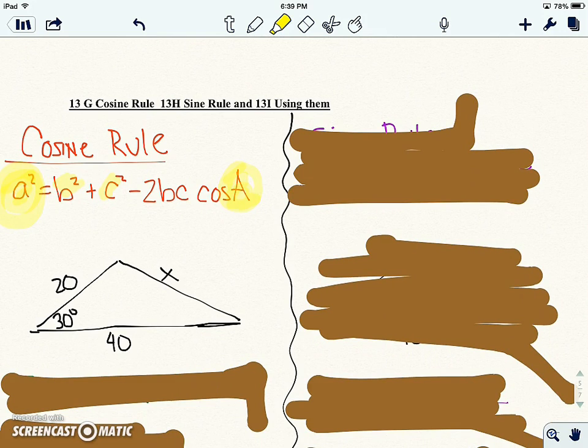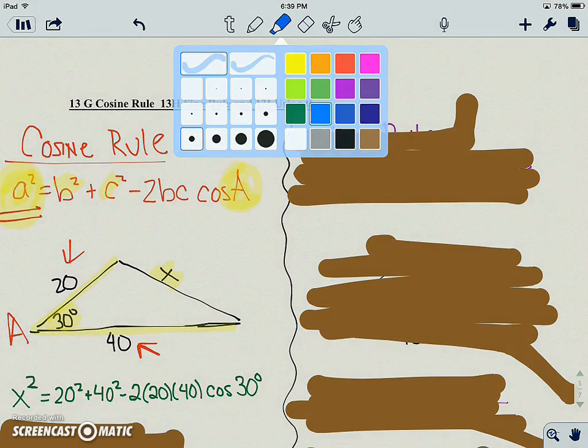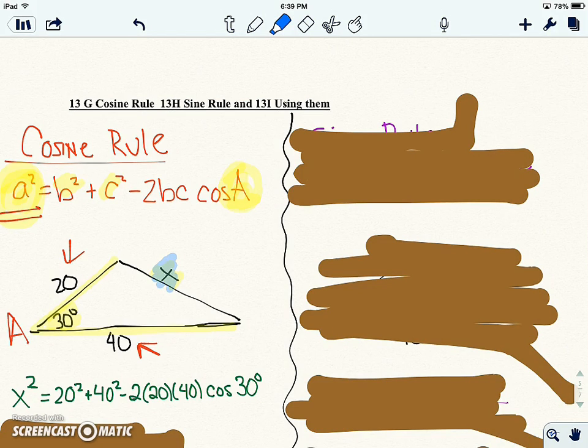So for example, we're trying to find x, and we have two sides and an included angle. Since we're trying to find x, that's going to be our little a, or the thing right here. And then these two will always be the b and c. So we plug in our formula. We have x squared equals one of the sides squared plus the other side squared minus 2 times the sides again times the cosine of the included angle.